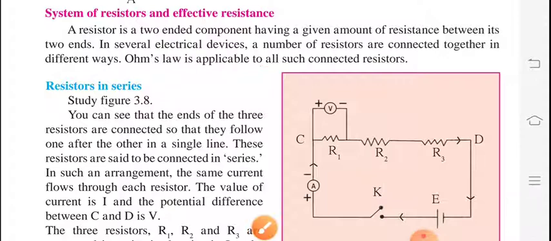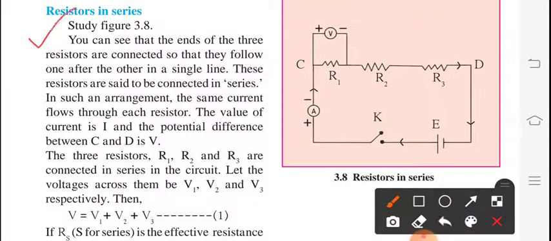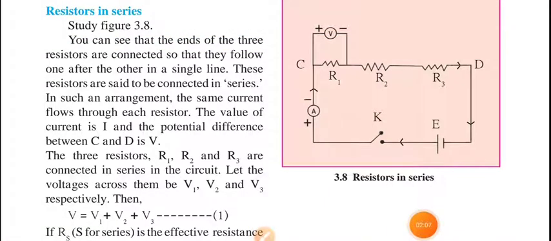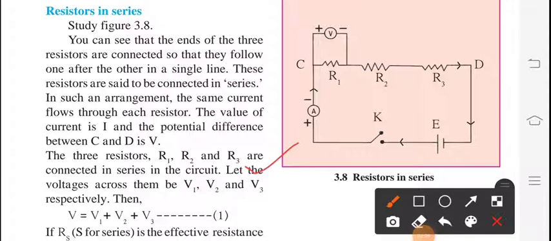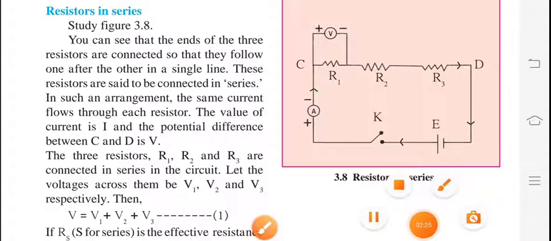Okay, so the first type is resistors in series. We have two types: one is in series and the other one is parallel. In this diagram, you can observe resistors in series. Suppose this is a circuit in which you can observe a key, a battery and resistors in series combination. They connect with each other.